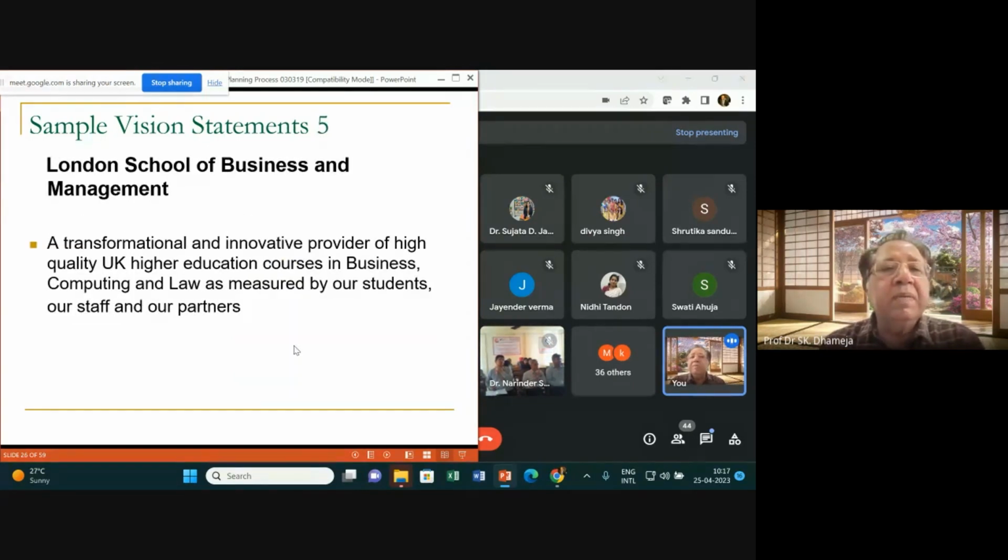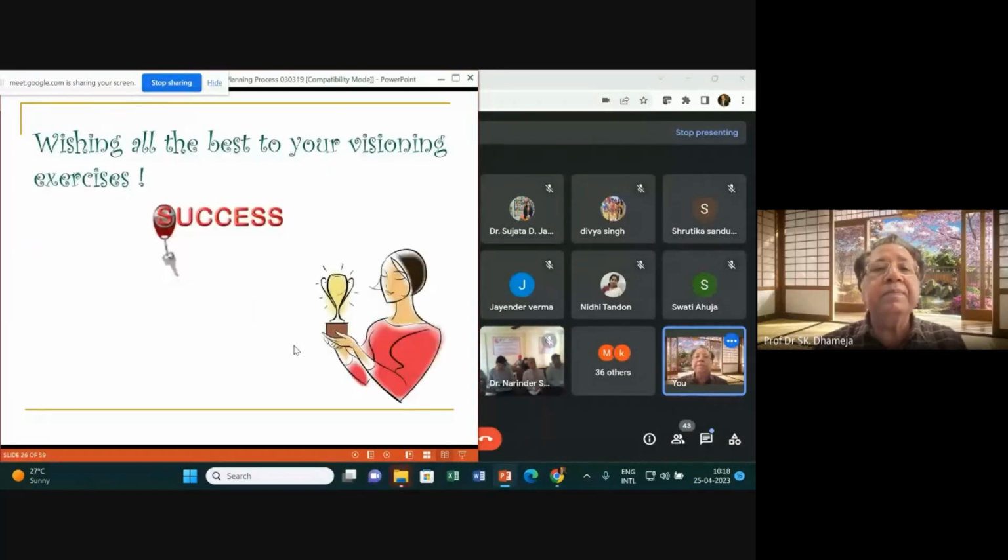This is for the London School of Business and Management: a transformational and innovative provider of high-quality UK higher education courses in business, computing, and law, as measured by our students, our staff, and by our partners. So this is their vision statement. I repeat, a transformational and innovative provider, the education which really transforms the students, in 3 areas: business, computing, and law. So with this, we do our strategic planning exercise, the vision exercise basically.